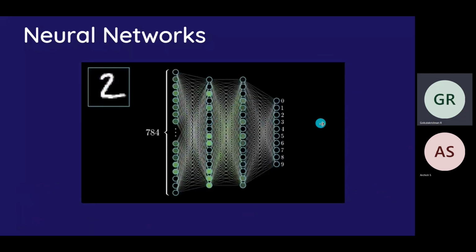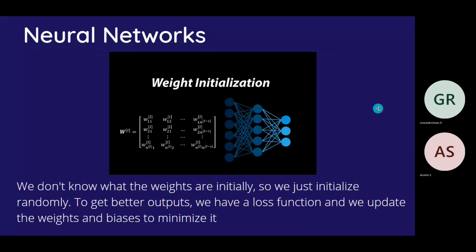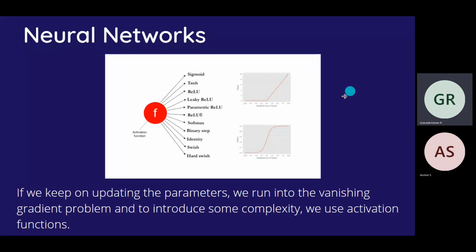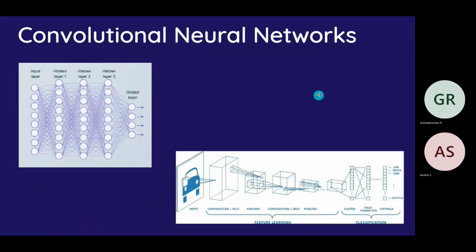And then this is the forward pass, and then weight initialization, and this is the back propagation as well. And then activation functions. The common activation functions are sigmoid and ReLU as well. So yeah, any questions till now?